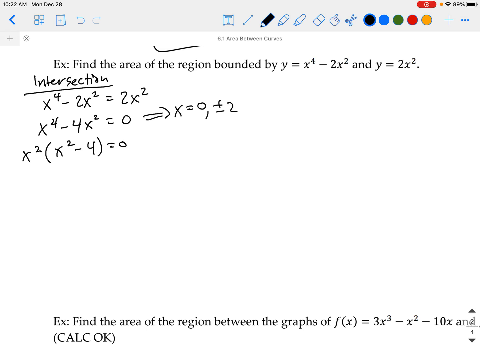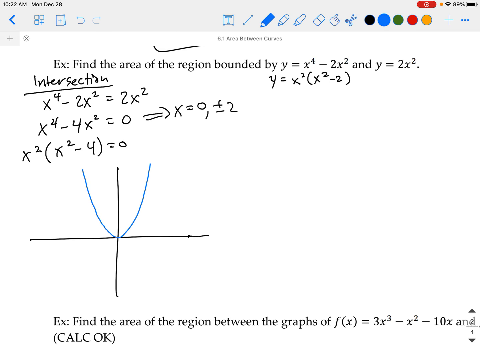All right, so let's go ahead and let's factor this one as well. So we've got x squared and x squared minus 2. So these are going to be pretty simple to graph. So for 2x squared, that's just going to be a quadratic, passing through at 0. And then for our x to the fourth minus 2x squared, we can use multiplicities to figure out what the graph looks like.